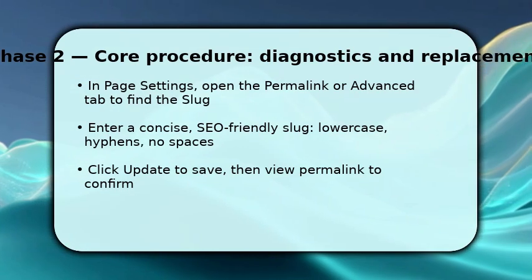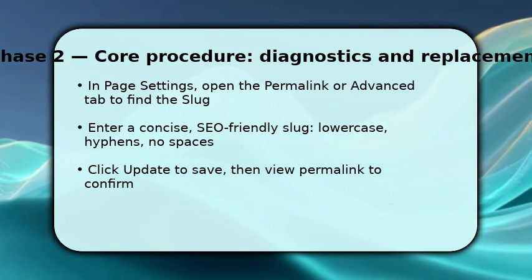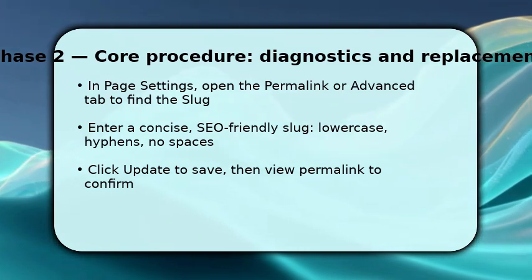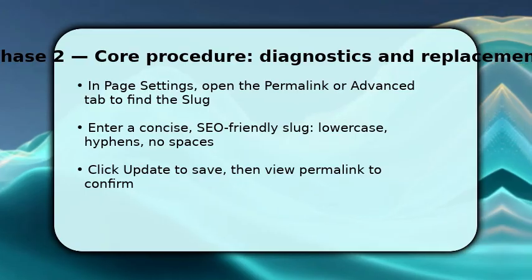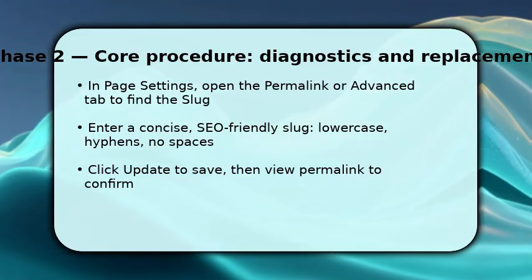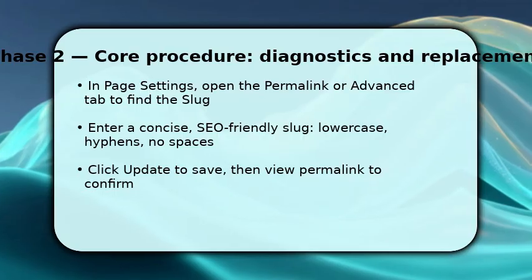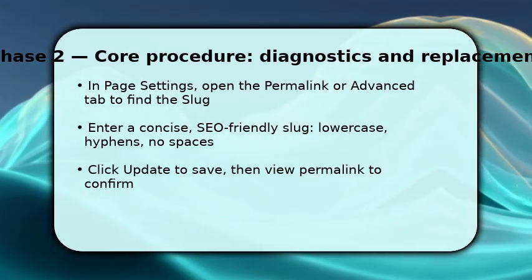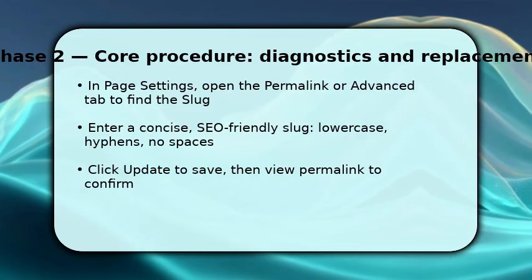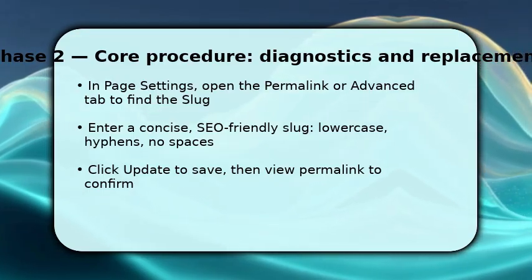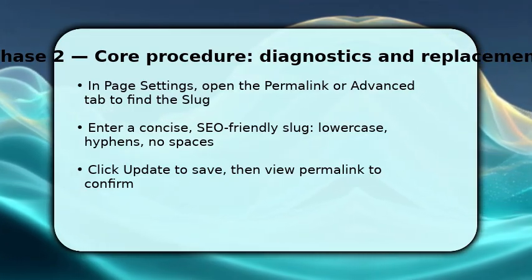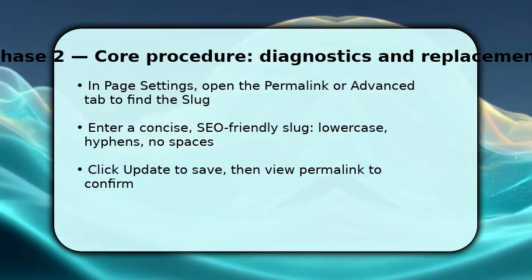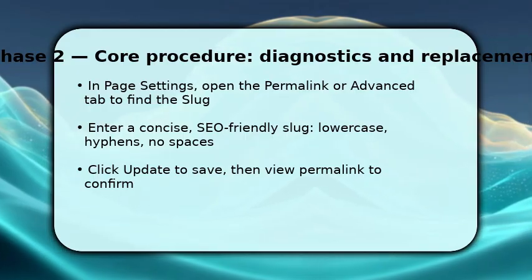Now you edit the actual permalink. In the page settings, switch to the permalink or advanced tab and locate the slug field. This is the editable part of the URL. Type a concise, SEO-friendly slug, use lowercase letters, hyphens between words, and avoid special characters. Once entered, click Update in WordPress to save the change. Then use View Page or Copy Link to confirm the new URL. Doing this ensures search engines and users see a clean, predictable address.